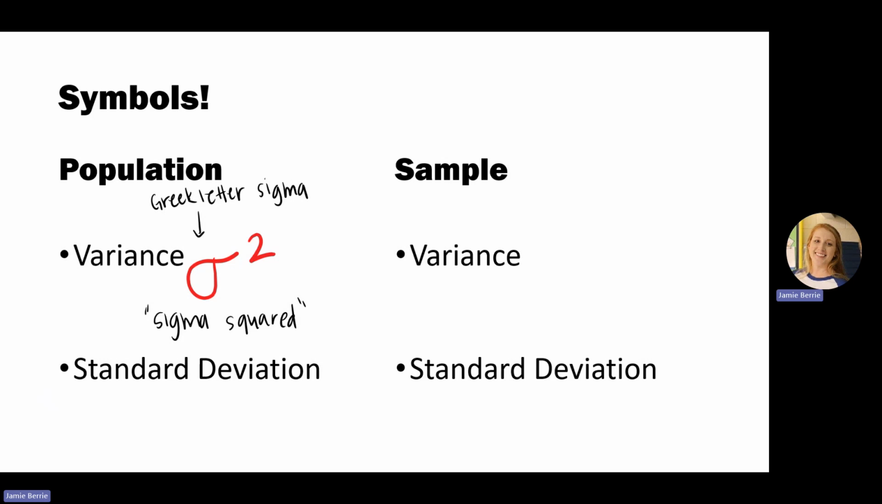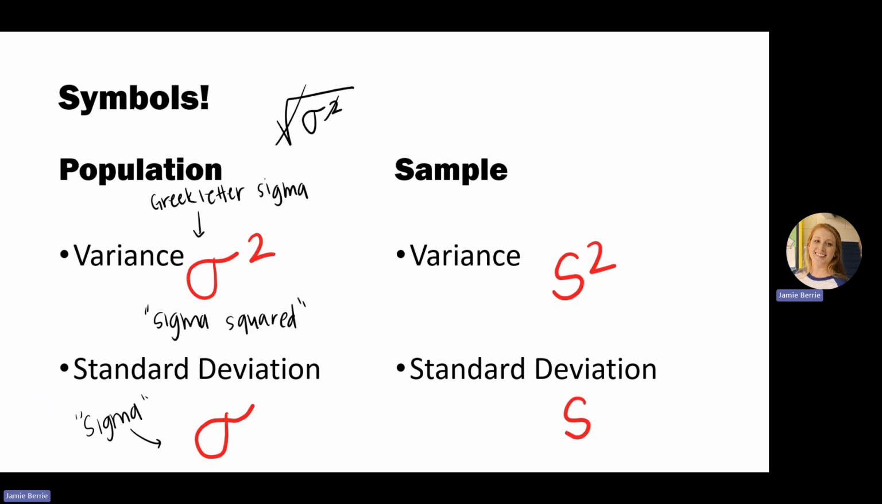All right, we saw before that the standard deviation is just the square root of the variance. So if you take the square root of the sigma squared, the square root is going to cancel out the squared. So you're just going to be left with sigma for the standard deviation. All right, and again, this is for the population. For the sample, we're going to use our corresponding letter from our Latin or Roman alphabet. The variance is going to be S squared, and the standard deviation is going to be S. Okay. Make sure you get those symbols down.